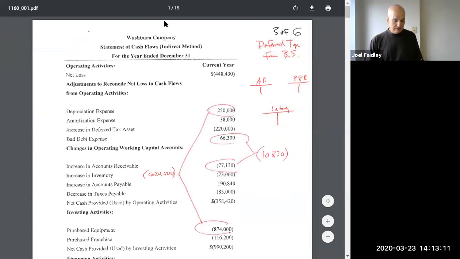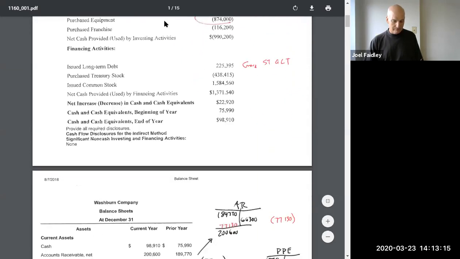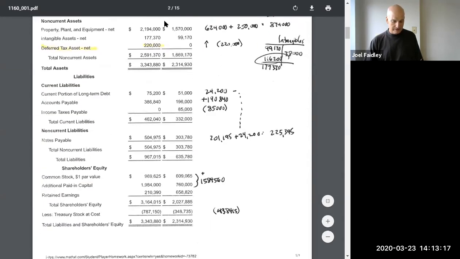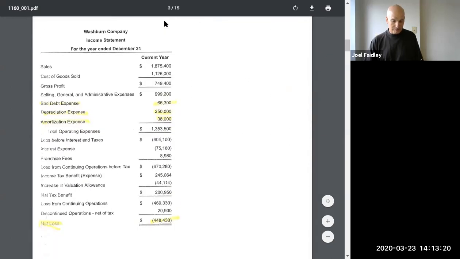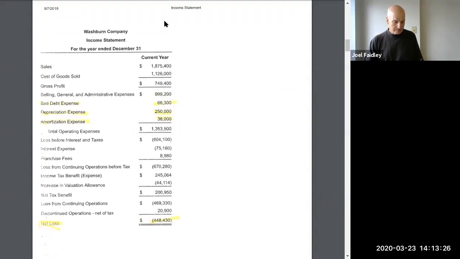All right, so what are we going to do here? Because this is the solution. We're probably going to go over here and do what? You should always start with your income statement, which is the 3rd page. So there's my income statement. And I've got it highlighted in yellow there, what you're looking for. Which starts at the bottom, right? Net loss, $448,430. So that's going to be the first entry that we make on our statement of cash flows.